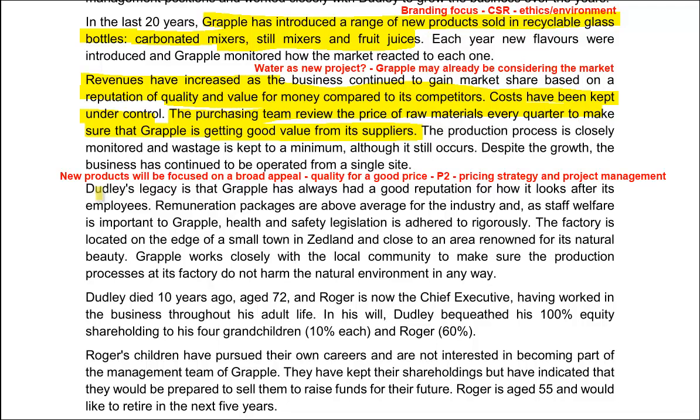And we see afterwards that the production process is closely monitored and wastage kept to a minimum. So again, P2, project management, ensuring our budgeting is correct, there's no wastage, make sure that we've got our accounting for different costs to be precise, ensuring that everything is tip-top to offer the best quality for a good price. So it links back to that brand, value for money, good quality, good price.